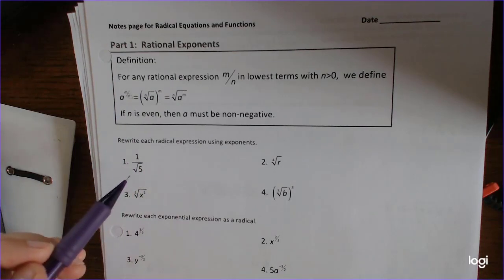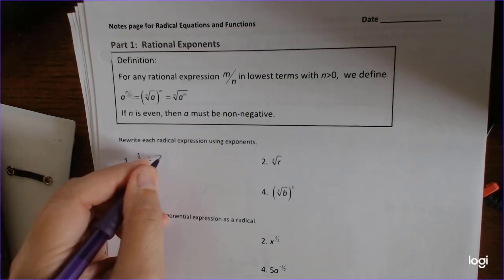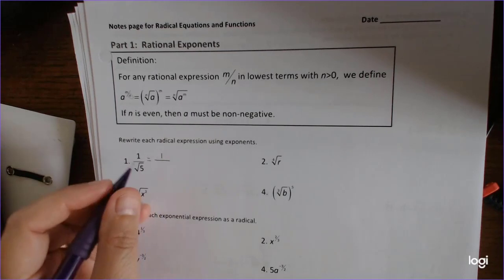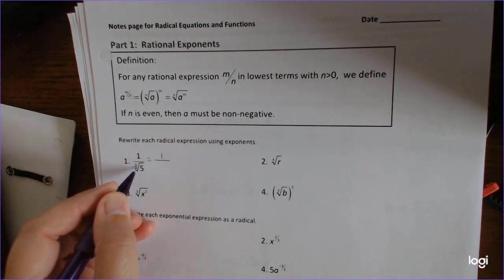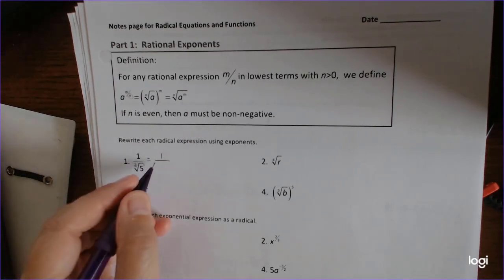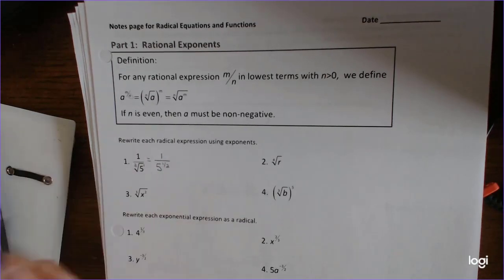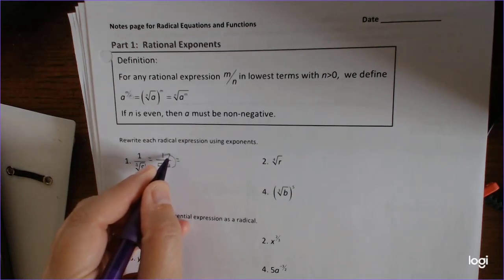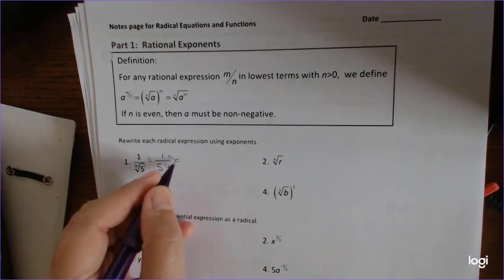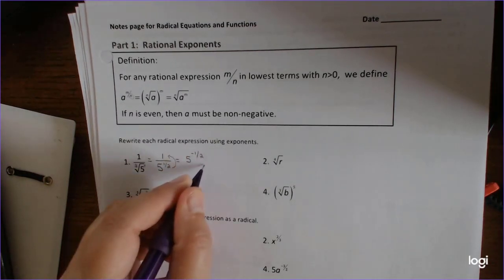Okay, so we'll just practice a couple of these. It says rewrite each radical expression using exponents. So this is a two-step problem if you want to get rid of the fraction. So the square root, the understood index of 2, and the understood exponent of 1 are going to make the square root of 5 be written as 5 to the 1/2 power. And if you want to get rid of the fraction, you can use negative exponents. So if we move that 5 to the 1/2 to the top, that becomes 5 to the negative 1/2 over 1.